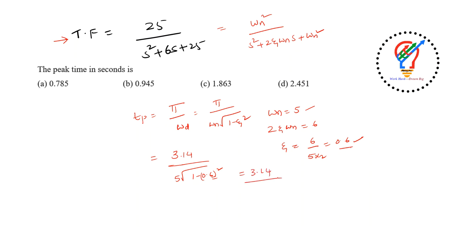So 3.14 divided by 5 into square root of 1 minus 0.36. Simplifying again, you get 3.14 divided by 4. So the approximate answer will be less than 1. Among the options there are two such options, so the approximate answer will be 0.785. The answer is A for this question.